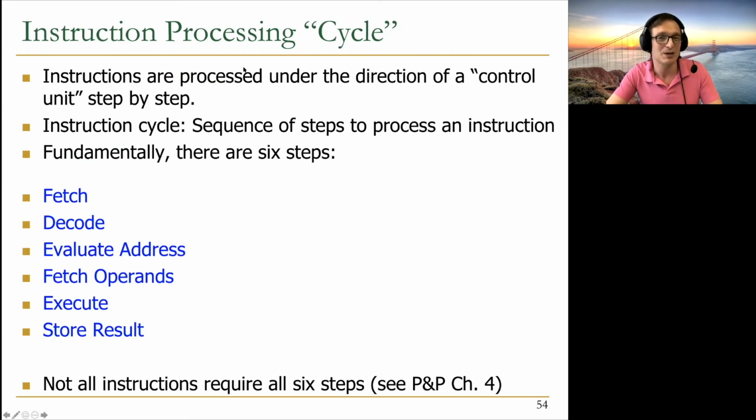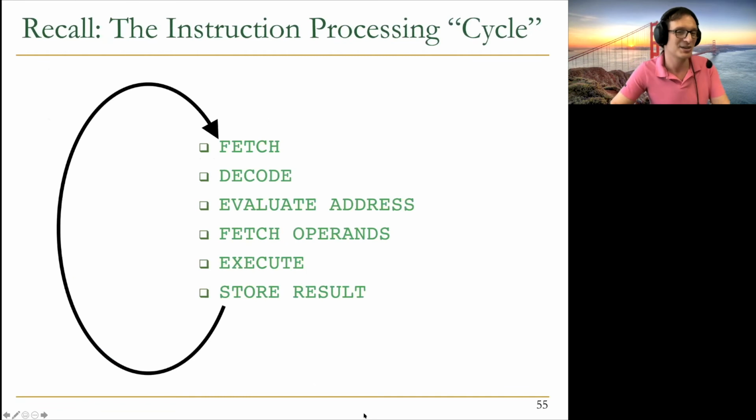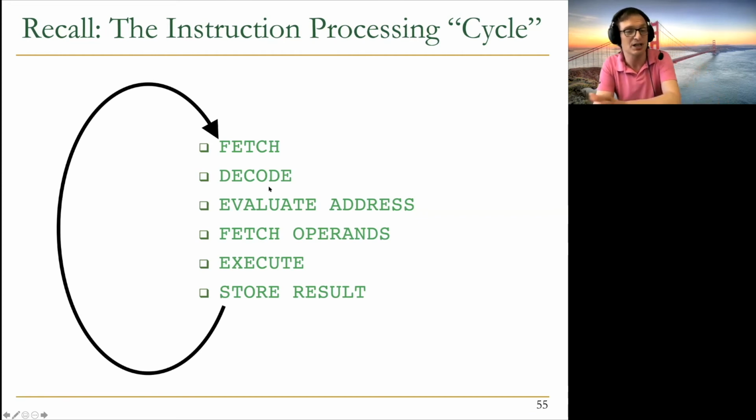So remember the instruction processing cycle. We have a control unit that processes the instructions step by step. An instruction cycle is a sequence of steps to process an instruction. Fundamentally, there are 6 steps, as we discussed: fetch, decode, evaluate address, fetch operands, execute, and store results. But remember that this says nothing about a clock cycle. All of this could be implemented in a single clock cycle, which means that's a single cycle machine. Or you could take multiple clock cycles to do this implementation, and that's a multi-cycle machine. And we will see other examples that build on it later on.